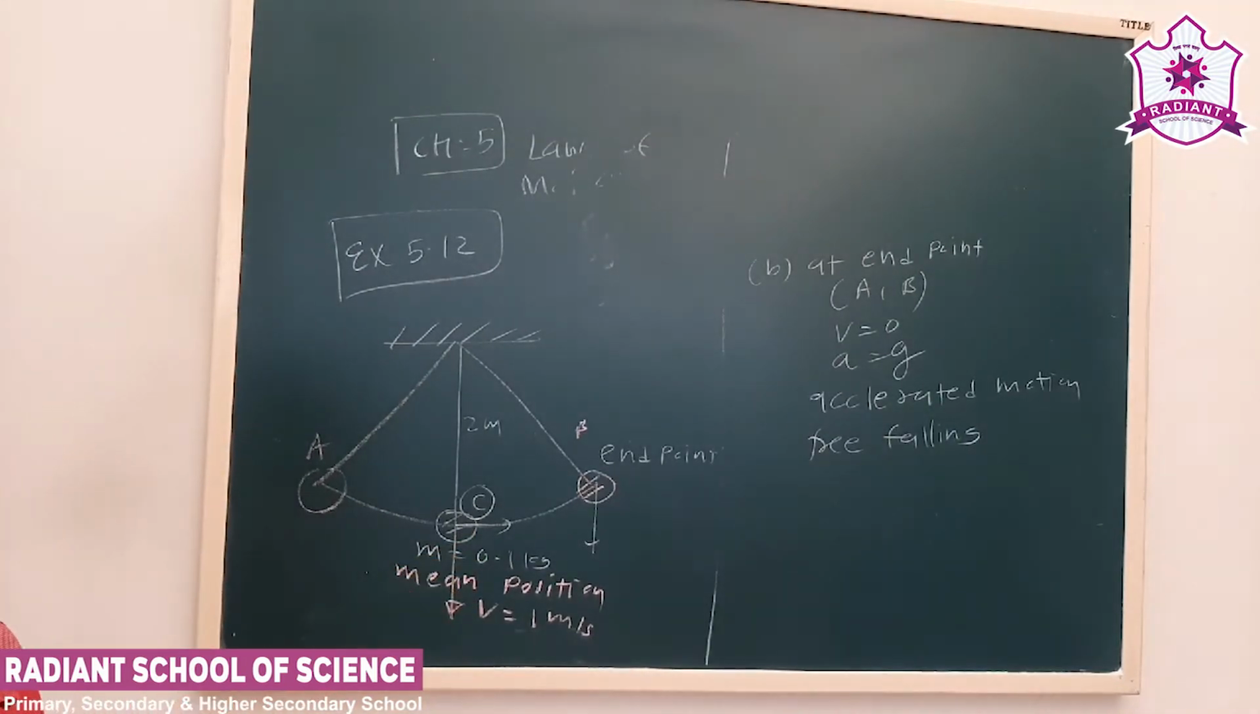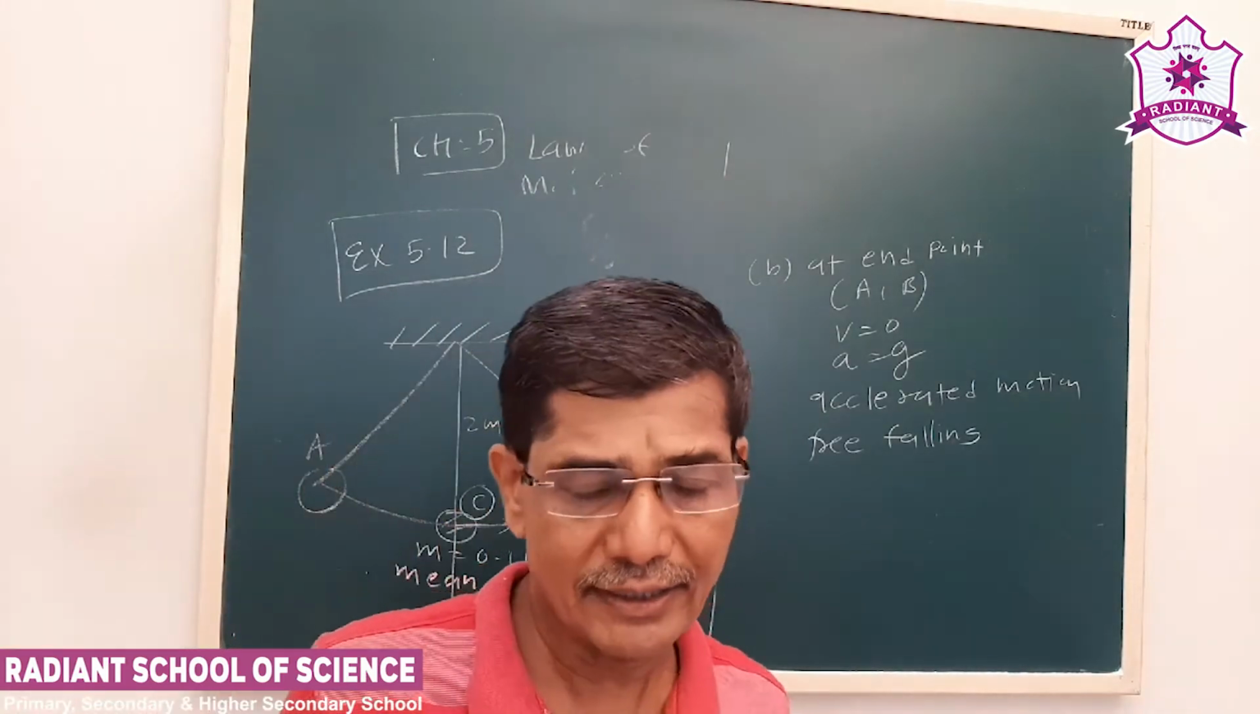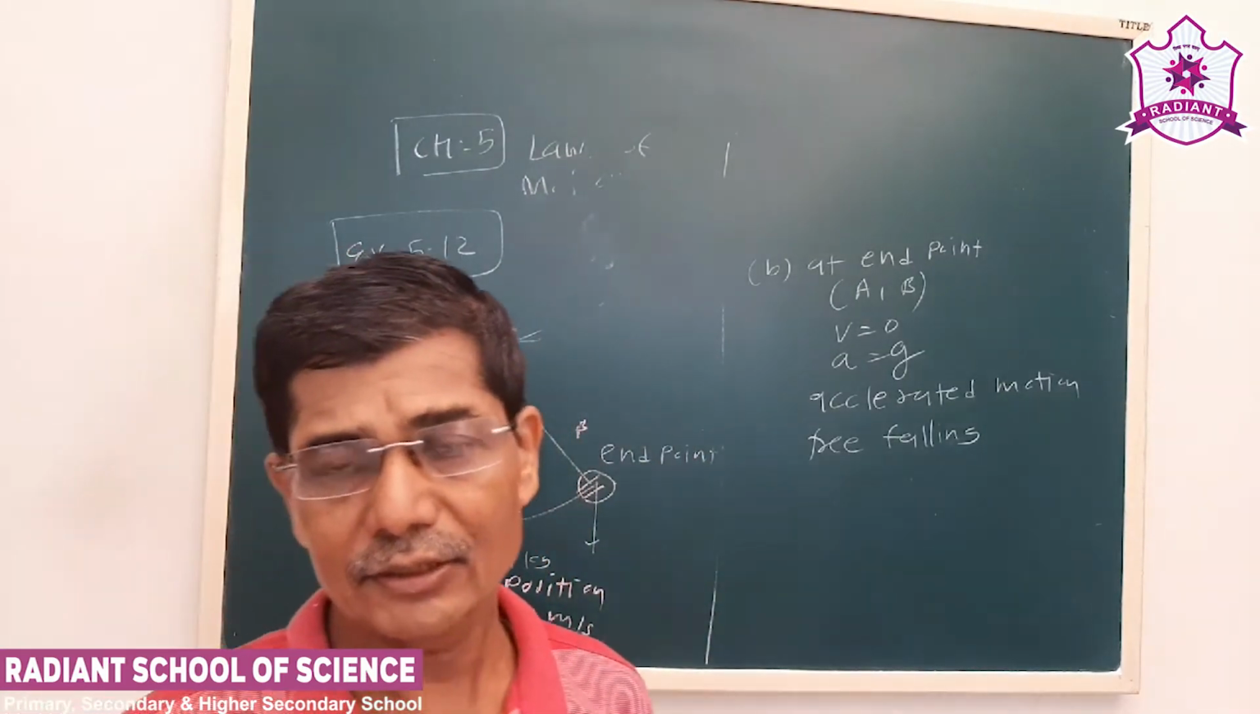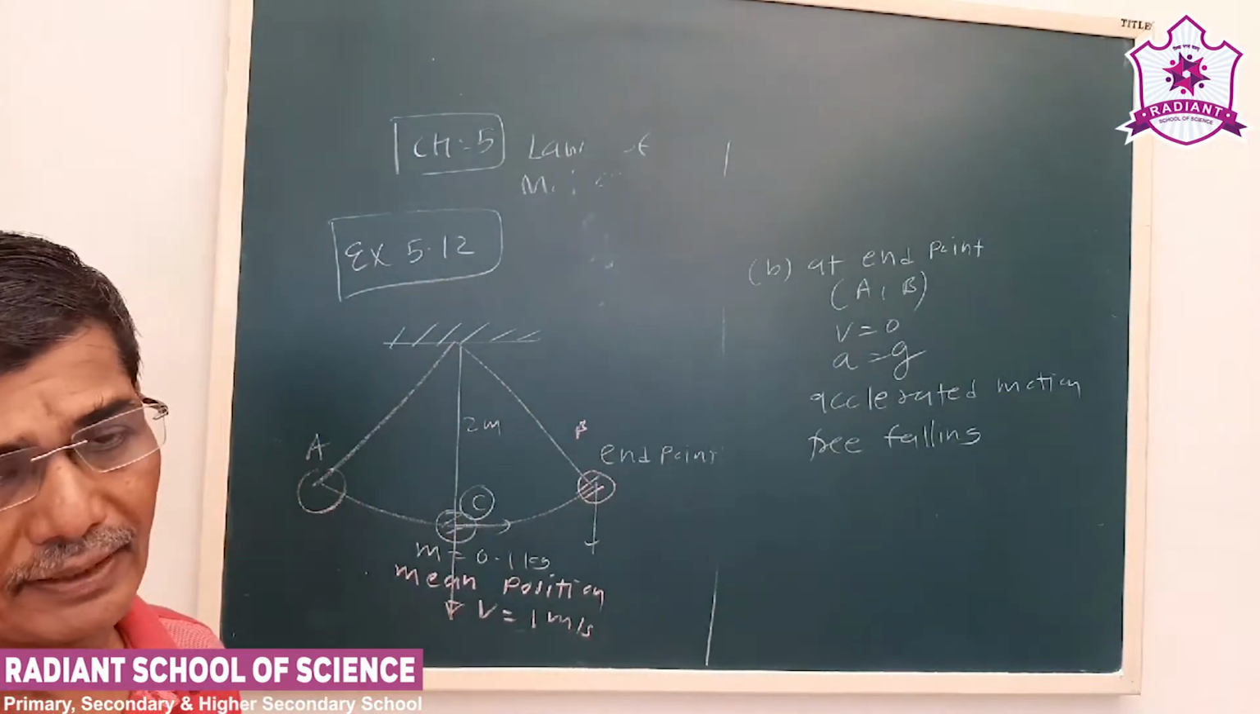So at the mean position, when it is cut, it has a constant horizontal velocity and constant vertical acceleration. That is the characteristic of projectile motion. So in that case, it will have a parabolic path.